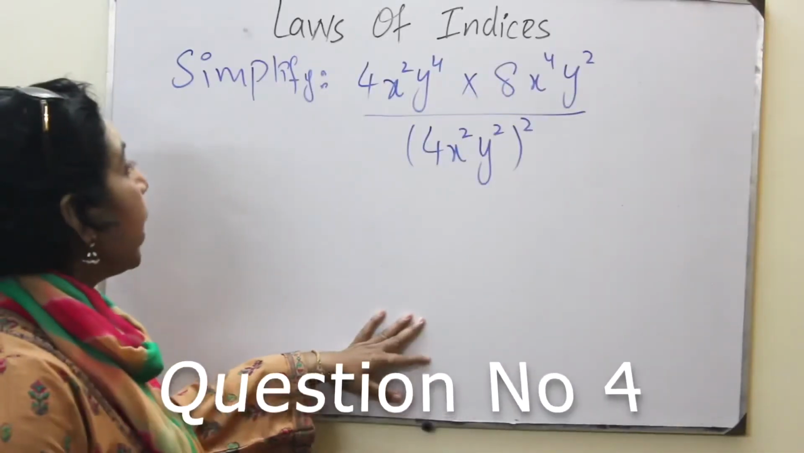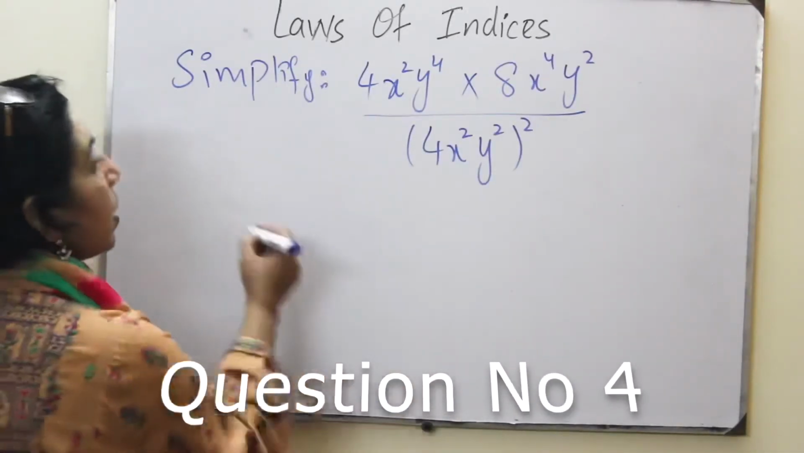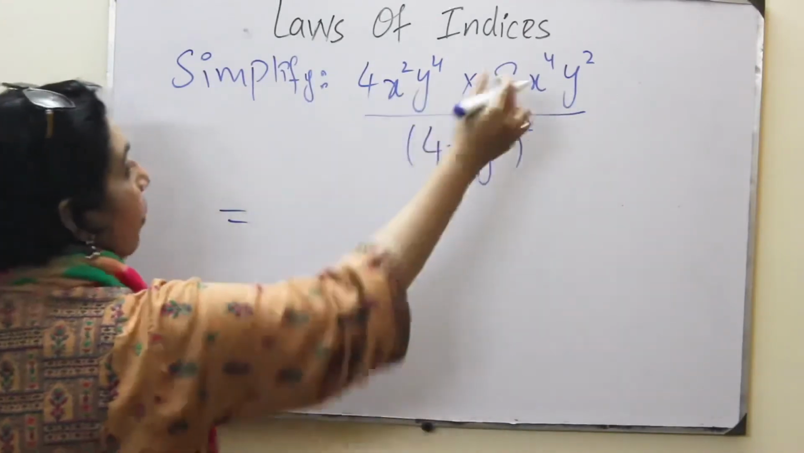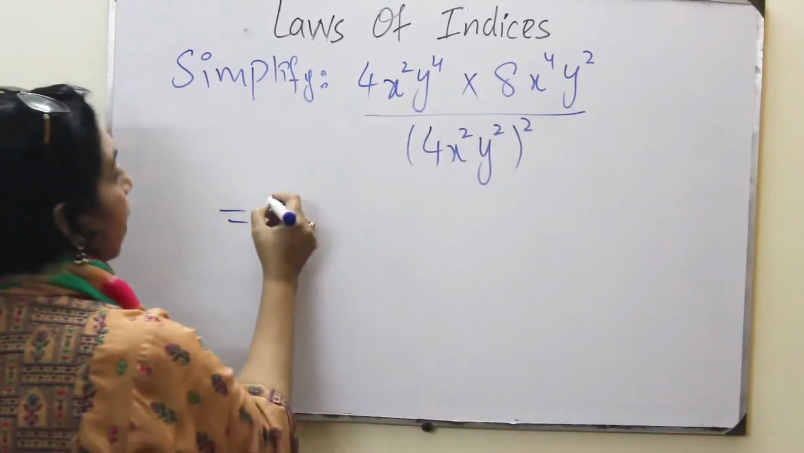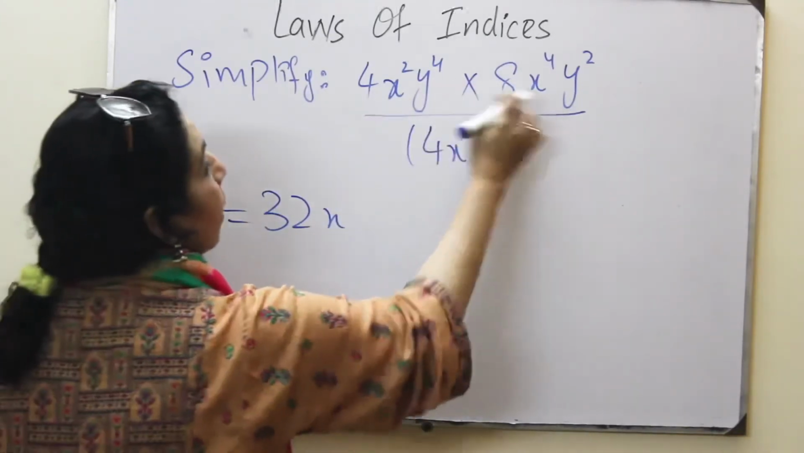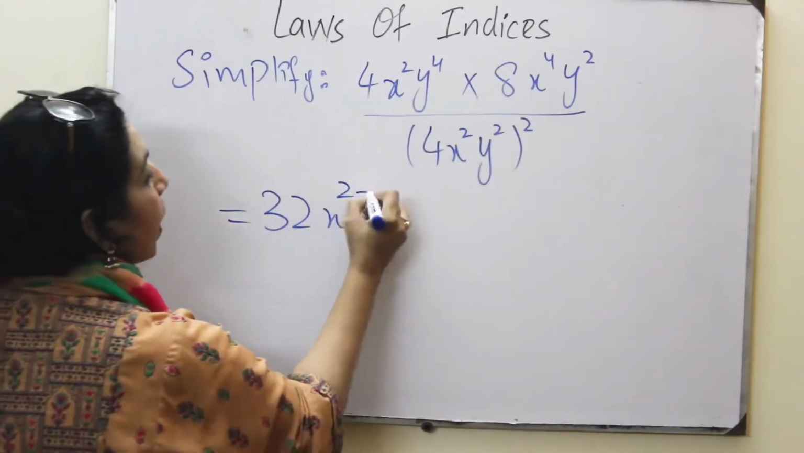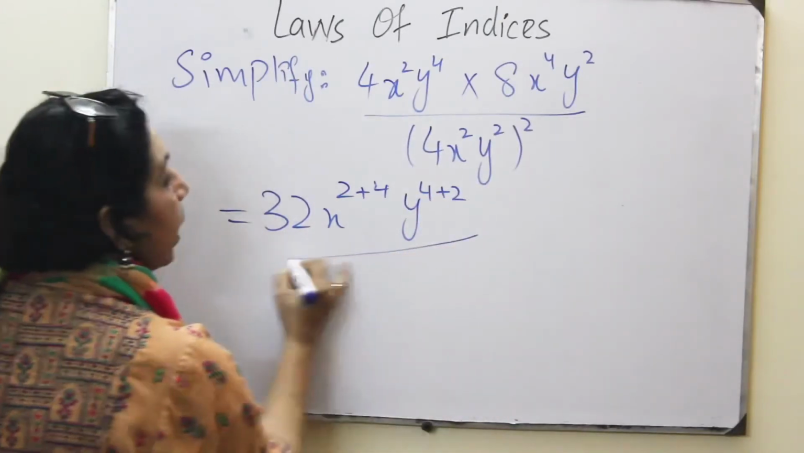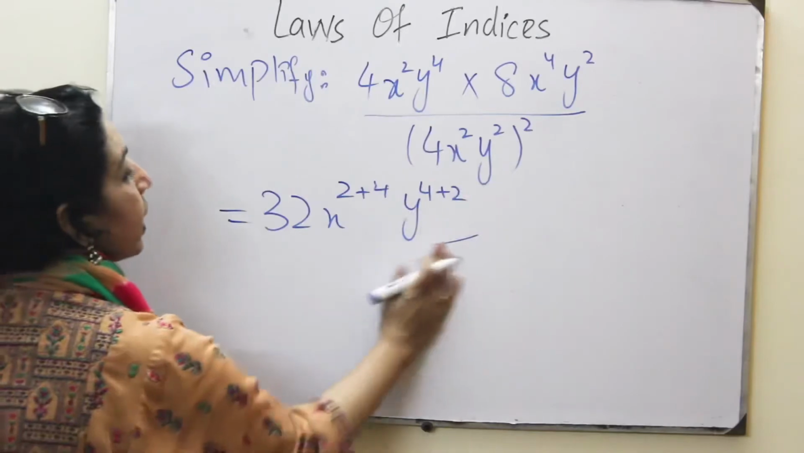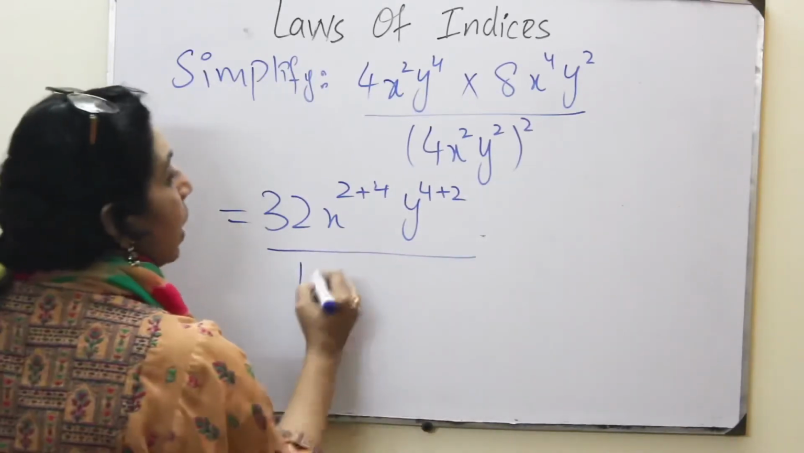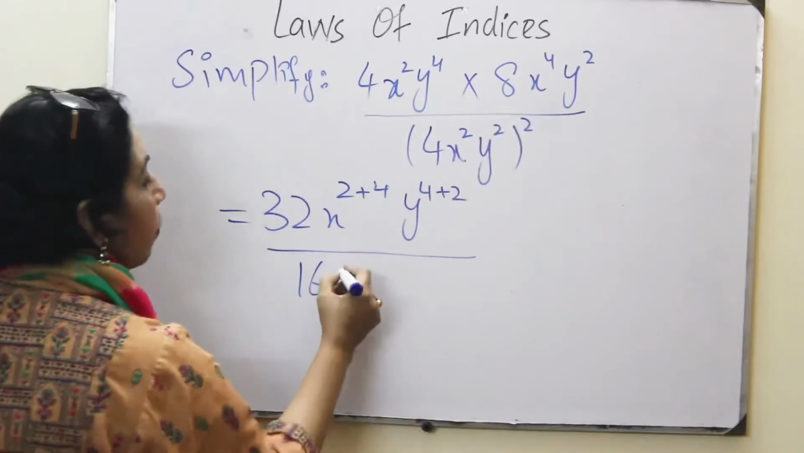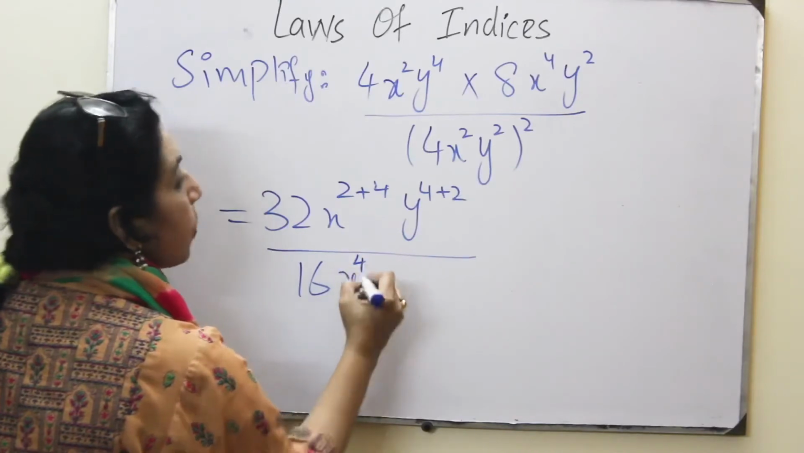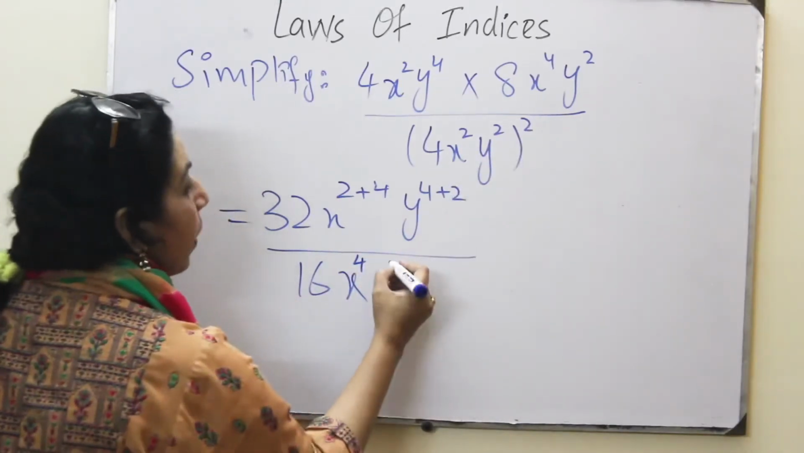The last question for today, we have to use 5 laws of indices. We shall start, we shall open this bracket. Meanwhile we can multiply and simplify the numerator. 4, 8 times 32. We shall add, base same, power add, law 1: 2 plus 4 and y 4 plus 2. We have used law 1. Then we have 4 power 2, this is 16, 16 x power 2 power 2. Which law is it? It is law 3. Power raised to power, 2 multiplied by 2 is 4, y 2 multiplied by 2, power multiplied, power 4.